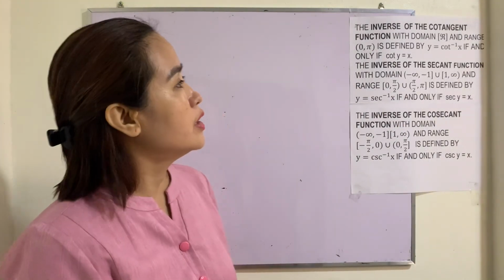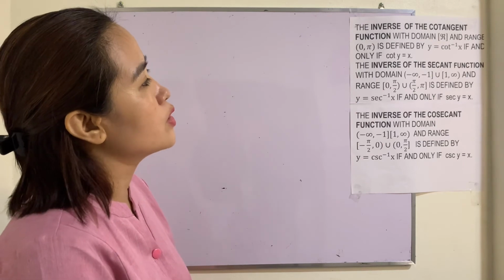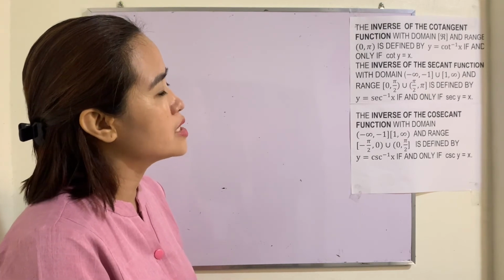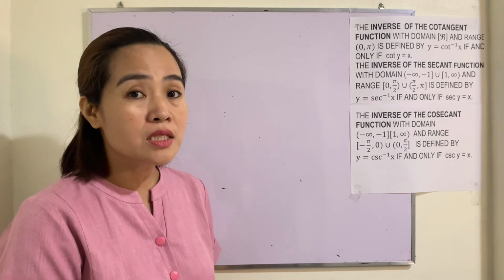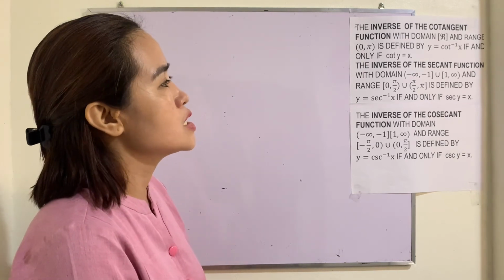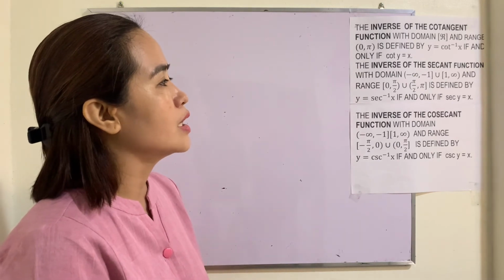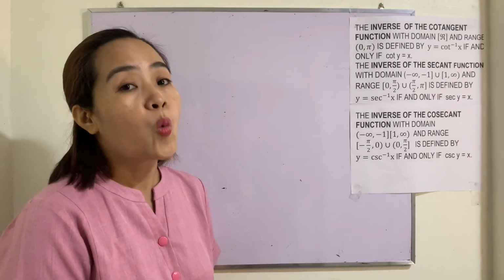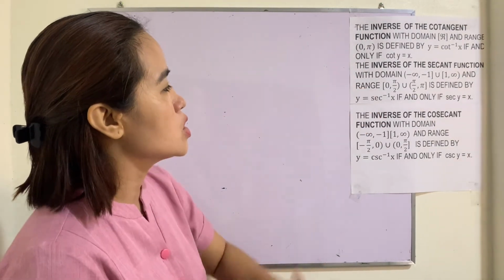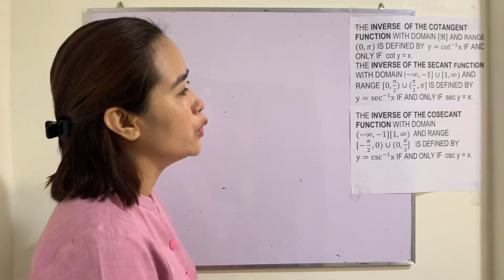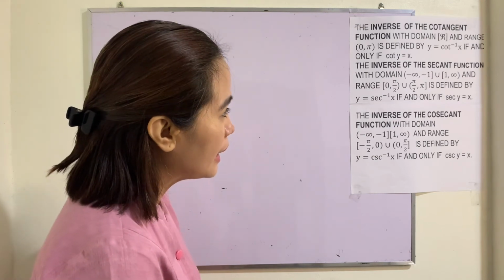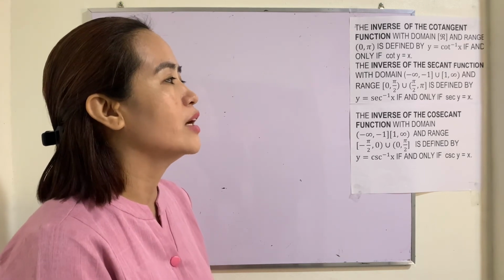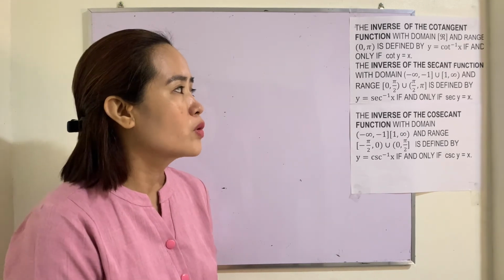For the inverse of the three remaining functions, we have the inverse of the cotangent function with domain the set of real numbers and range 0 to pi, defined by y equals arc cotangent of x if and only if cotangent y is equal to x. The inverse of the secant function with domain negative infinity up to negative 1, union 1 up to positive infinity, and range from 0 to pi over 2, union pi over 2 to pi, is defined by y equals arc secant x if and only if secant of y is equal to x.